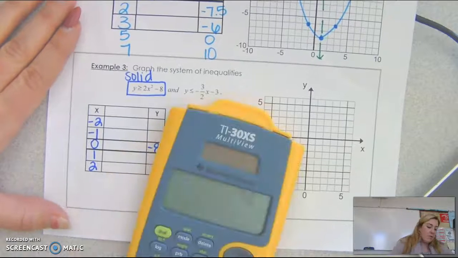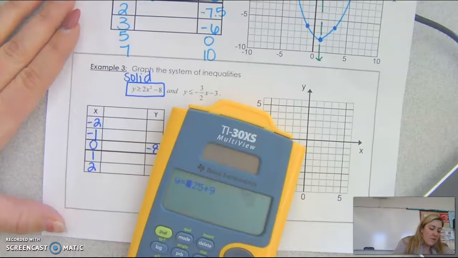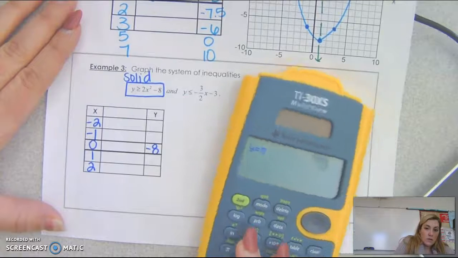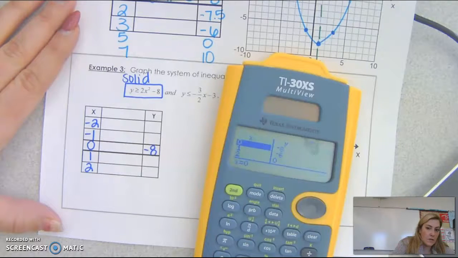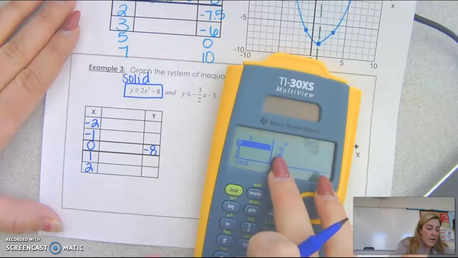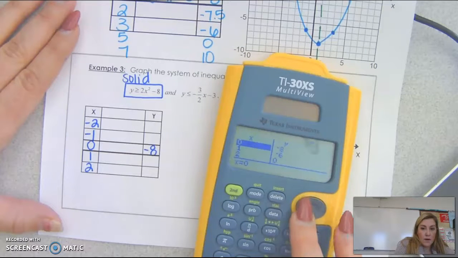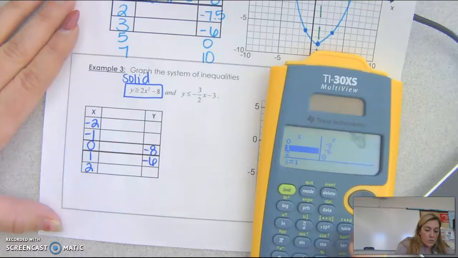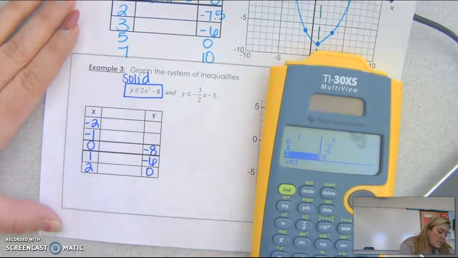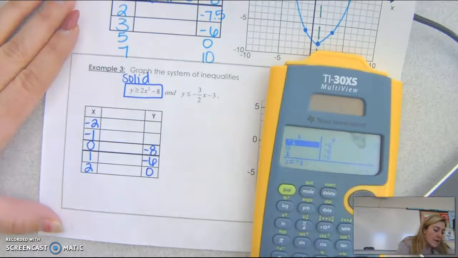To figure out what the y values of those points are, I'm going to use my table function to get those points. So I have 2x squared minus 8. I'm going to have it start at 0. And I have -8, so I know I did that right. At 1, I have -6. And at 2, I have 0. So when I go up, at -1, I should have -6. And then at -2, I should have 0.